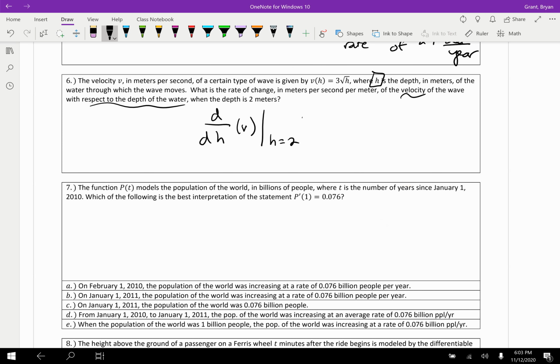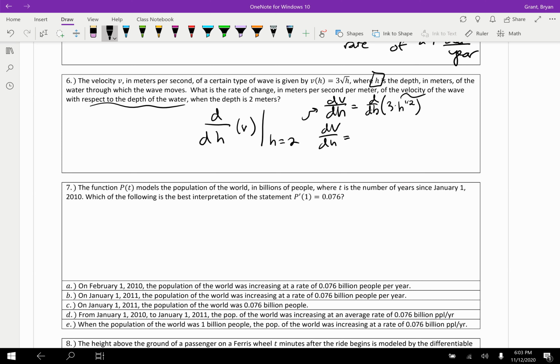So what does this give us? Probably should have done better with this. So we have dv dh equals, and we do need to take the derivative of the other side too, 3 times h to the 1/2. And yes, your calculator could do all of this for you, but I already started, so too late.